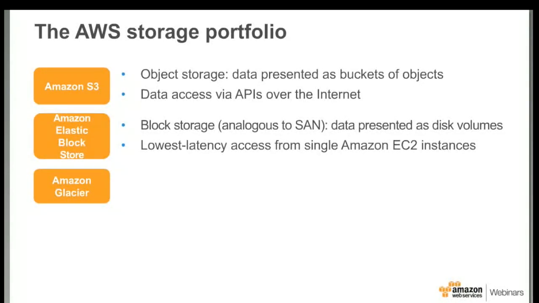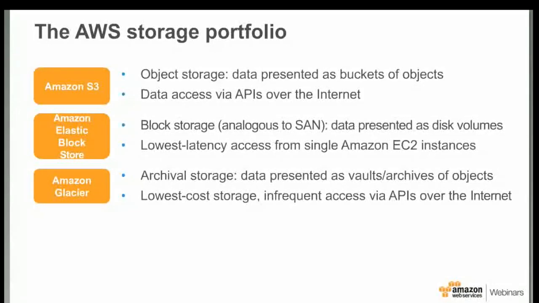EBS is block storage for EC2 instances. Data with EBS is presented to your instance as a disk volume. EBS provides low single-digit latency access to single EC2 instances. And EBS is very popular, for example, for boot volumes and databases. And Glacier is archival storage. It's our lowest cost storage offering, and it's intended for data that's accessed pretty infrequently.